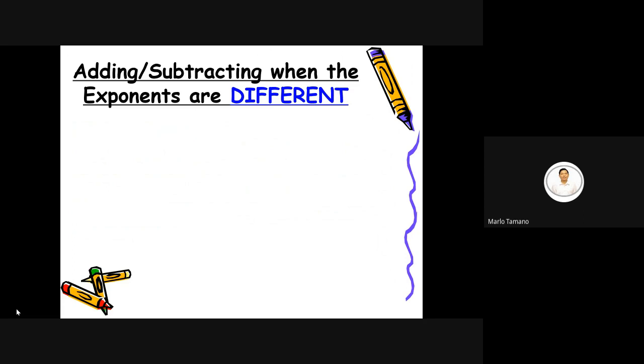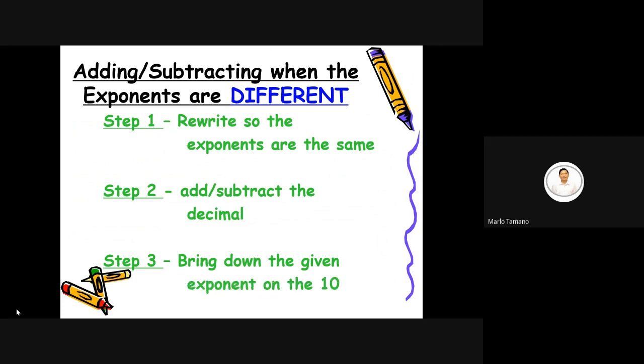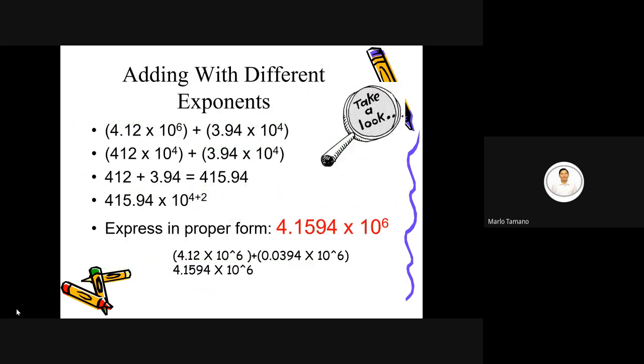So adding or subtracting when the exponents are different. Step number 1, rewrite so that the exponents are the same. So isusulat nyo lang ulit. Number 2, add or subtract the decimal. Okay? Step number 3, bring down the given exponent on the 10. Let's go. Adding with different exponents. We have here the sample.